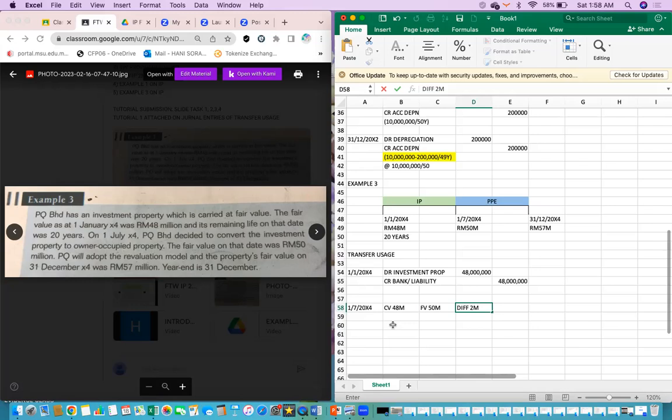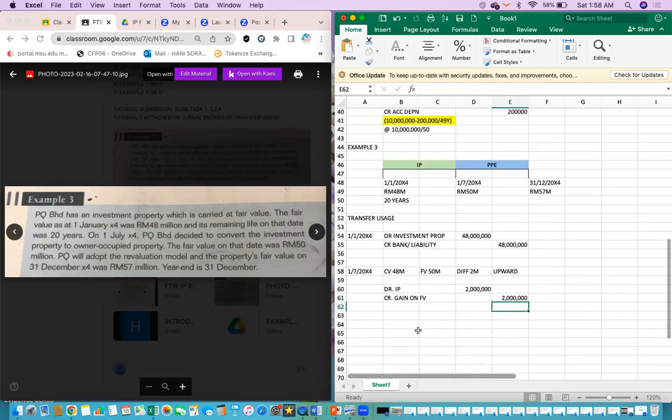Okay, so we are going to recognize it first. So debit IP because it is revaluation upward, and the amount will be 2 million. And then we are going to credit gain on fair value because the value increased. Okay? So 2 million. Okay, then next. We are still at the same point. However, we are going to convert this particular IP to become PPE.